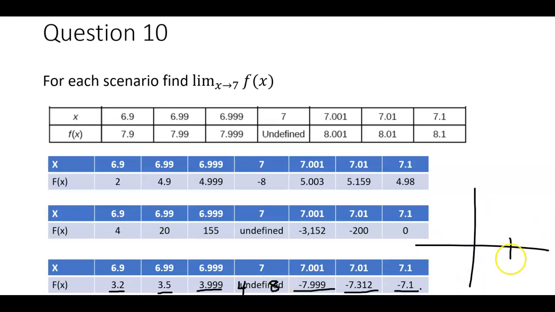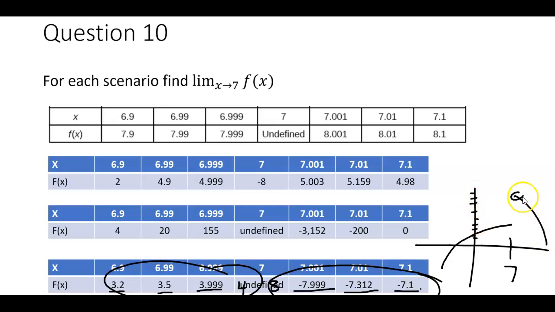Well, as we approach 7, on the left side, we're approaching 4. So maybe it would look something like this. And as I approach it from the right side, we're getting up to 8. So that would look like this. So what we have in that case is a jump. And in that case, once again, we would just say that the limit does not exist.